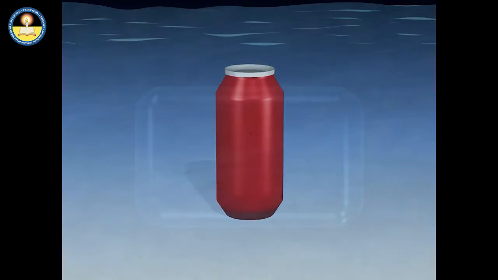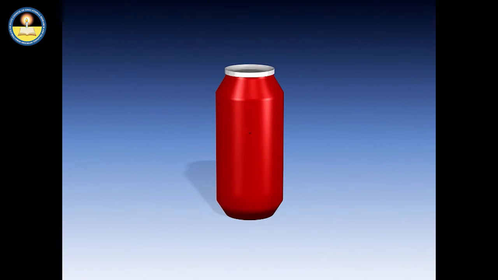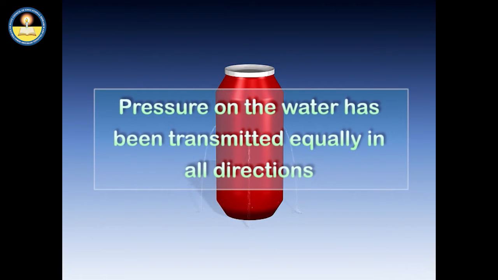The same can be observed when water rushes out of the holes from a tin container having 2 or more holes at different places, but at the same height from the bottom, and the streams of the water rush out to the same distance. This also shows that the pressure on the water has been transmitted equally in all directions.